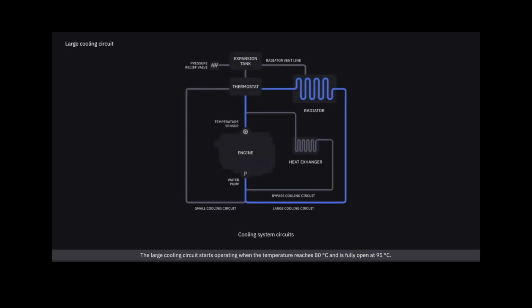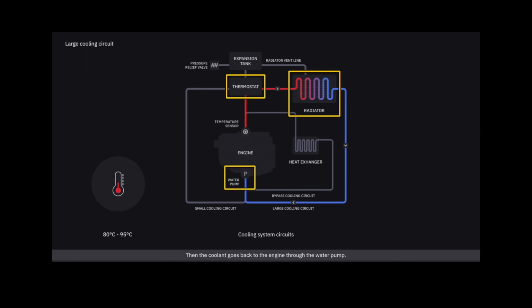The large cooling circuit starts operating when the temperature reaches 80 degrees Celsius and is fully open at 95 degrees Celsius. At this temperature, the coolant is passed through the thermostatic valve and the radiator, located below the engine mount. Then the coolant goes back to the engine, through the water pump.